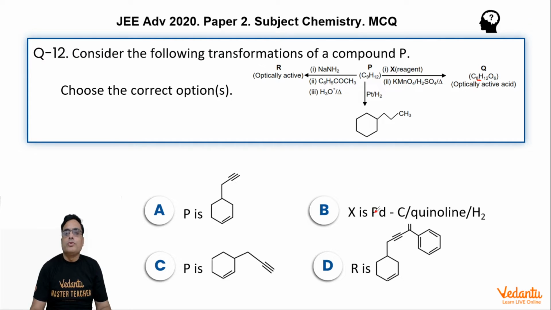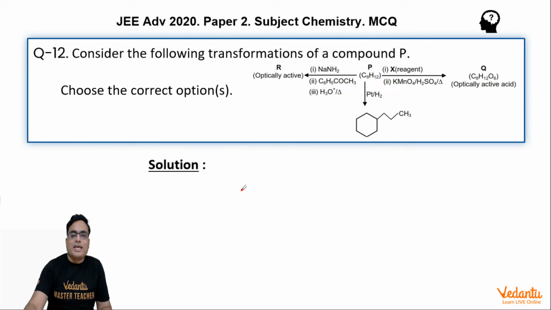So we shall consider P as one of the structures of A or C, and then reagent X is palladium, carbon, quinoline, and H2. That means it is a Lindlar catalyst, which will convert the triple bond to a double bond. The carbon skeleton is given here. We shall go to the left side also once P is confirmed. So let us consider P as option A first.